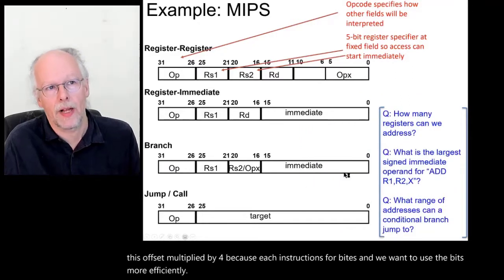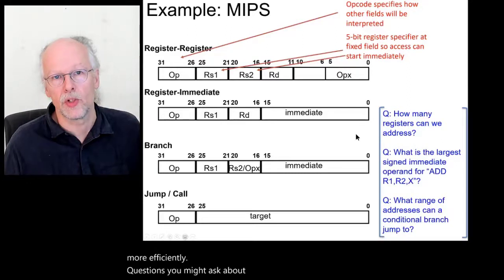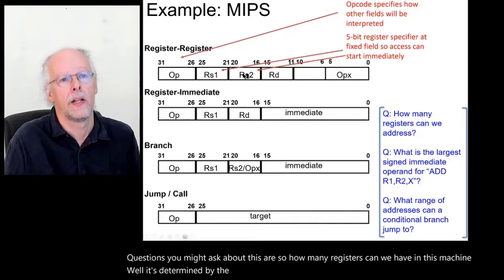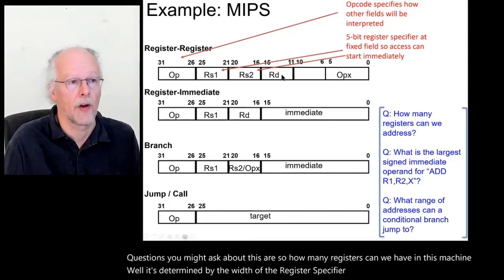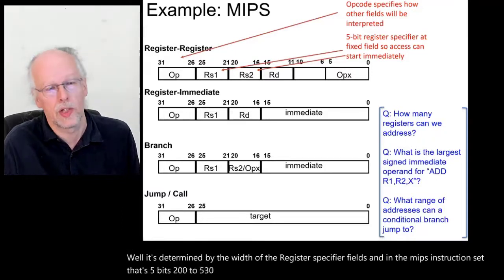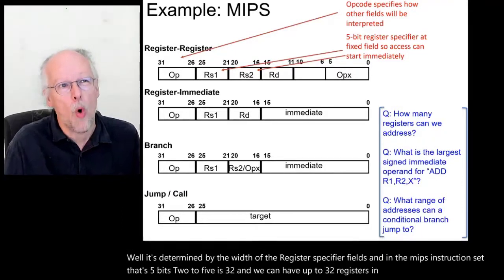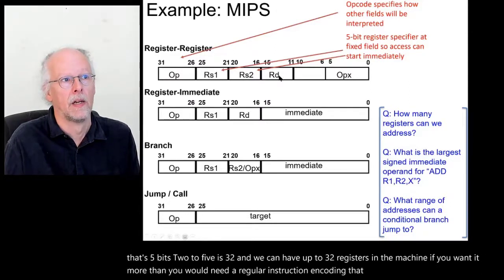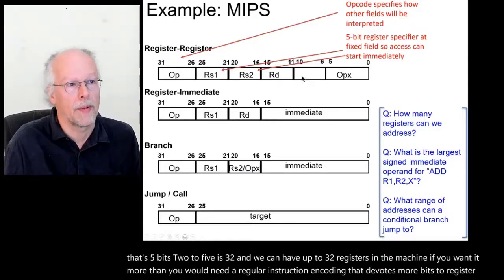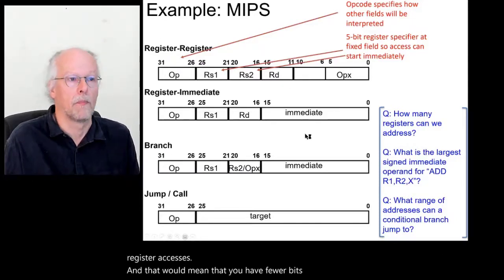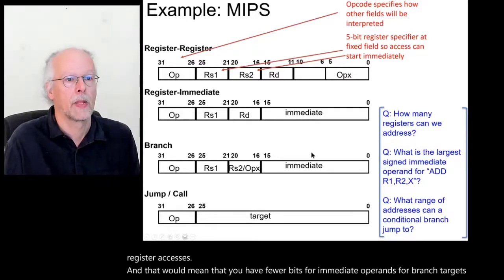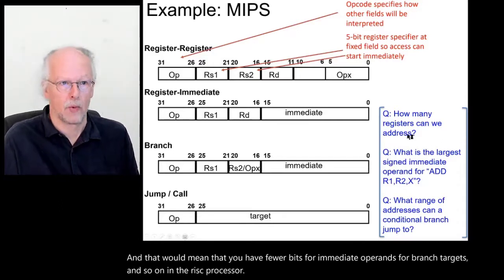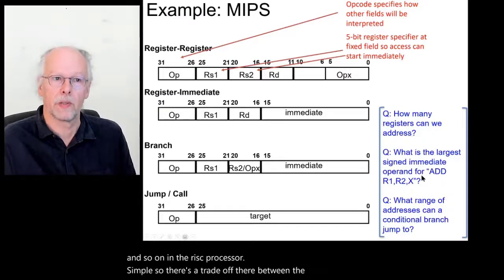Questions you might ask about this are, so how many registers can we have in this machine? Well, it's determined by the width of the register specifier fields. And in the MIPS instruction set, that's 5 bits, 2 to the 5 is 32, and we can have up to 32 registers in the machine. If you wanted more, then you would need an instruction encoding that devotes more bits to register accesses. And that would mean that you have fewer bits for immediate operands, for branch targets, and so on. So there's a trade there between the largest signed immediate operand that can be specified and the number of registers that you need.